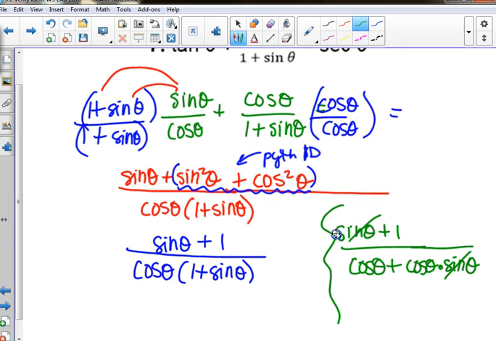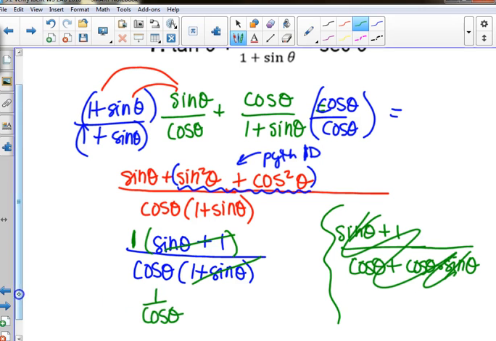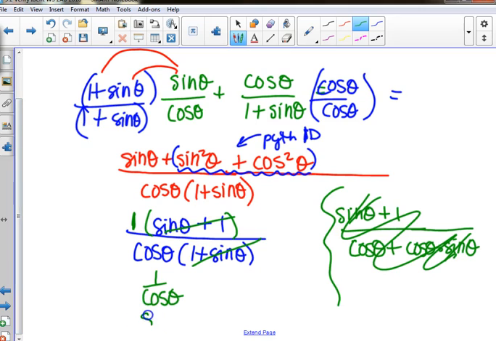Okay. But because I didn't distribute it, what do you notice? Isn't that whole quantity the same as this whole quantity? So then I can divide it out, right? This divides out with this, and I get what up top? Just a 1. And I'm guessing that's what we were supposed to get, was a secant.